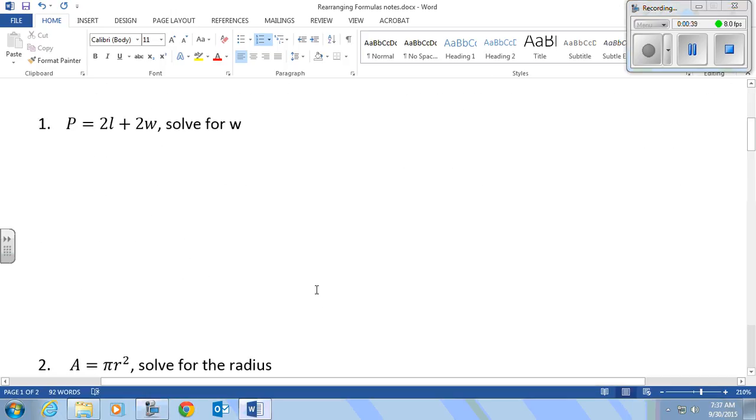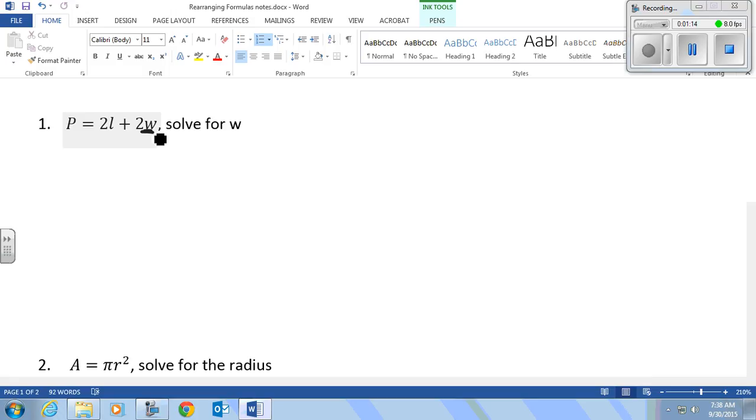For this first example, P equals 2L plus 2W, and we're solving for W. This is the formula that gives perimeter for a rectangle. Perimeter is two times the length plus two times the width. If you wanted to do a lot of solving for the widths, if you knew the perimeter and the length, it would be helpful to have the equation solved for the width first. So I want to isolate that width by itself on one side of the equation.